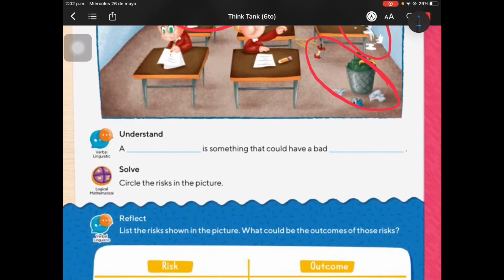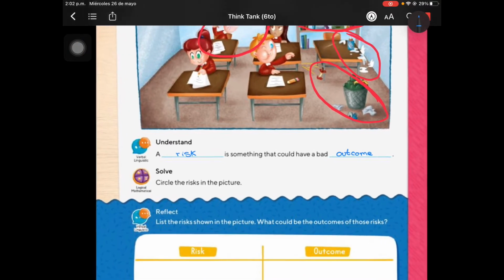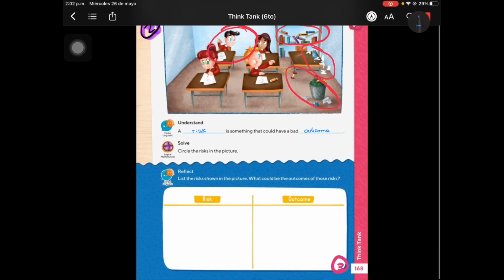First of all, a risk is something that could have a bad outcome. Now this is just a definition. A risk is something that could have a bad outcome. Now, let's really analyze why these are risks and what are the outcomes that they could have.